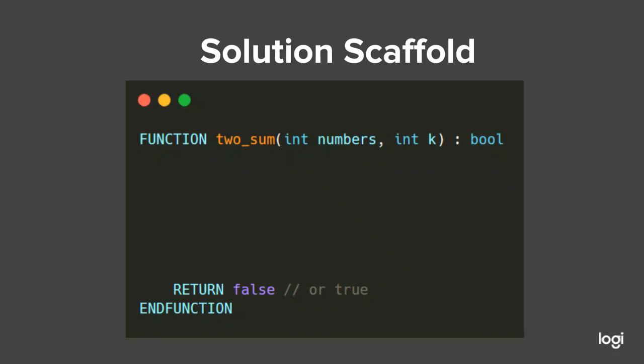So by exploring our problem in that way, we have come up with a solution scaffold. We know that we can write a function that takes two arguments, has two parameters, a list of numbers. There's a mistake on this slide. That should be an array of integers and an integer k, and it will give us a Boolean value as the output.